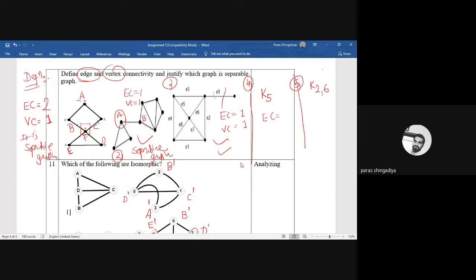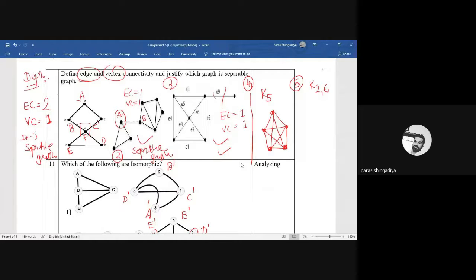Let's draw the K5 first. Okay, 5 vertex. And then after, check its connection. So this graph of K5, each and every vertex is degree 4. So now how many minimum edges do you have to remove to make the graph disconnected?